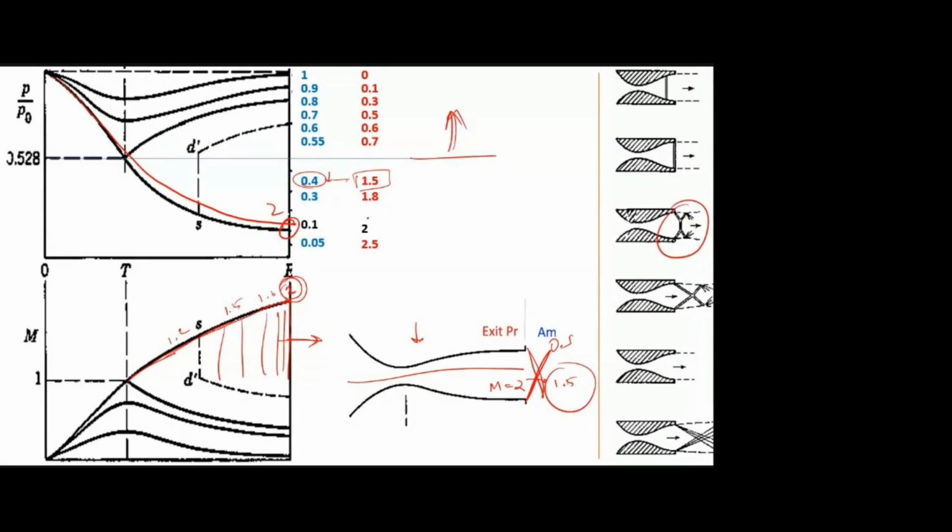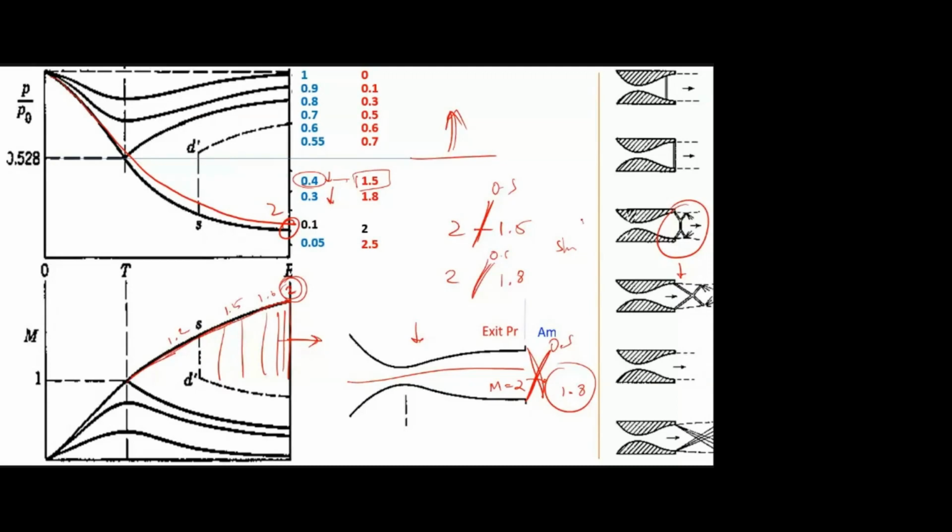Okay, further I am decreasing to 0.3. For 0.3, the corresponding outside Mach number is 1.8. Again the same oblique shock wave, but the strength will be decreasing. Previously it converted 2 to 1.5, so a strong oblique shock. Now as the pressure difference decreases, it converts 2 to 1.8. So same oblique shock, only the strength is decreasing.